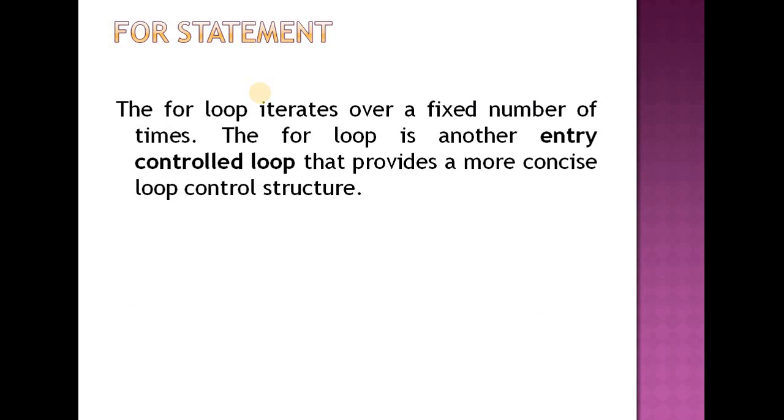So with this we finish with the do while looping statement. We'll move on to the last type of looping construct, that is the for statement. The for loop iterates over a fixed number of times. So when we initially know how many times the loop will get executed, in that case we are going to use the for loop. The for loop is another entry controlled loop that provides a more concise loop control structure.